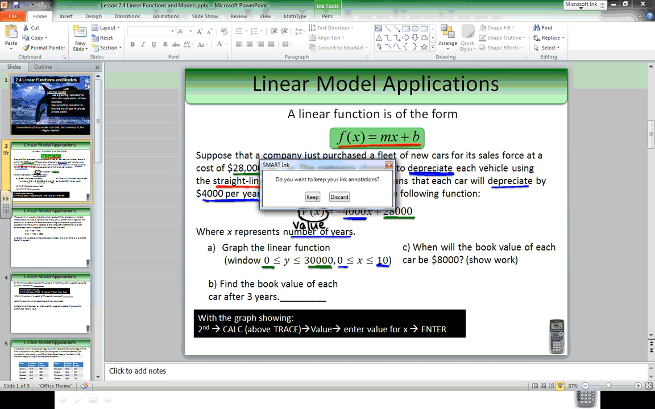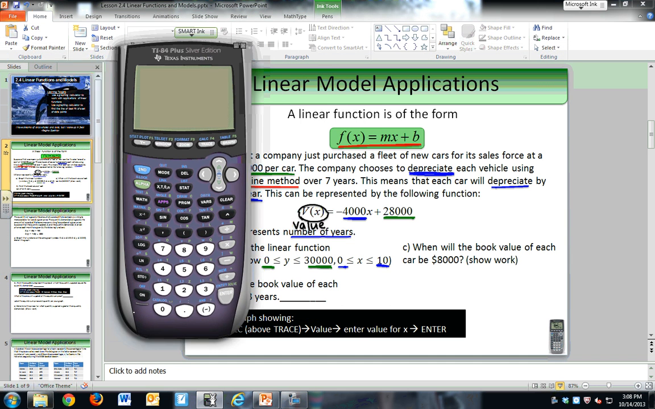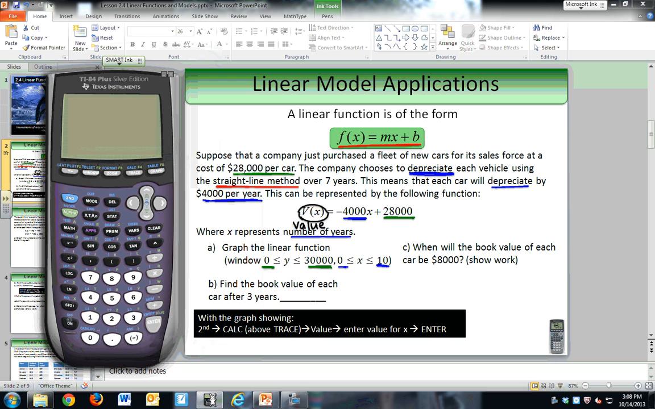Okay, so with your graphing calculator, we are going to put in negative 4,000x plus 28,000. And again, our window, the x, the number of years, goes from about 0 to 10. That's the average life expectancy for a car, about. The y minimum is 0, and we can't go over 30,000.